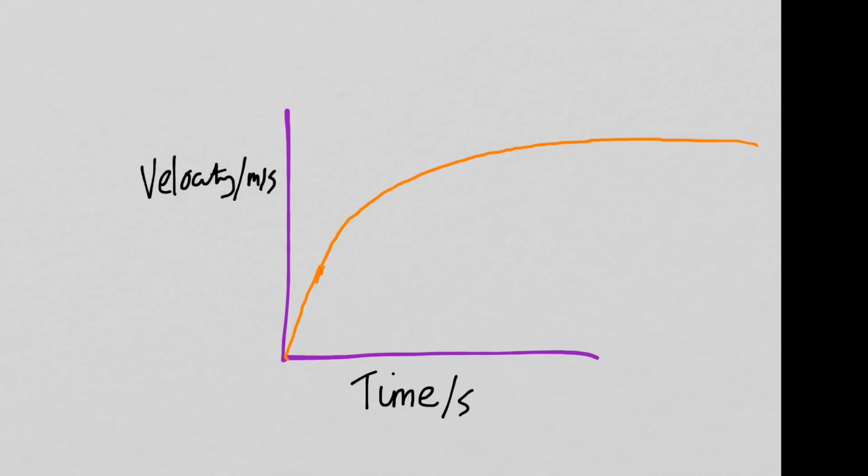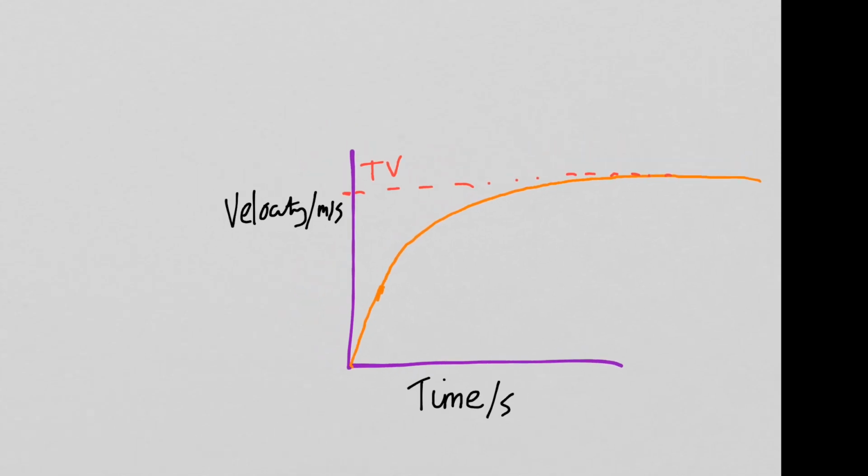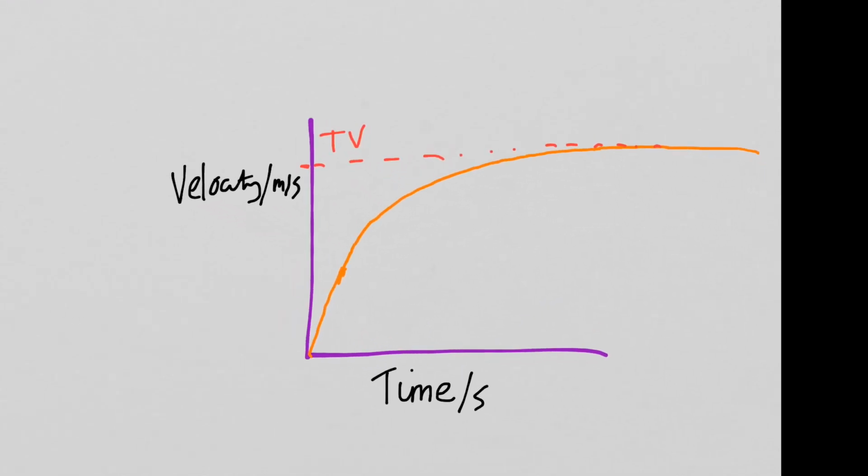Okay, and we can actually put a dashed line across here, and then that is our terminal velocity line. Okay, right. So that's it plotted into a velocity time graph.